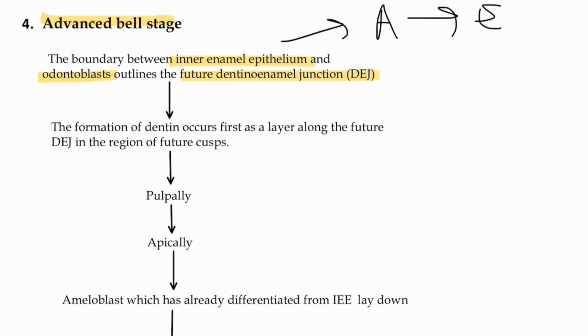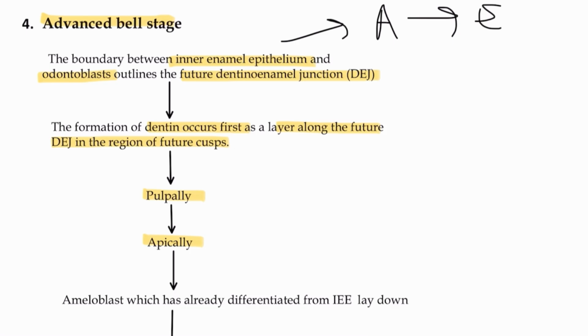तो dentin enamel junction is there. Formation of dentine occurs first as a layer along the future DEJ region of the future cusp. Future cusp का जो dentino-enamel junction है वहाँ पे सबसे first dentine is formed. Then it will go pulpally and then it will move apically. फर्स्ट इट इज द कस्प रीजन, देन पल्प में एंड देन अपाइकली मतलब सर्वाइकल रीजन में सबसे लास्ट आएगा.